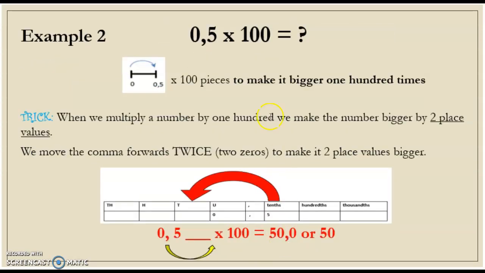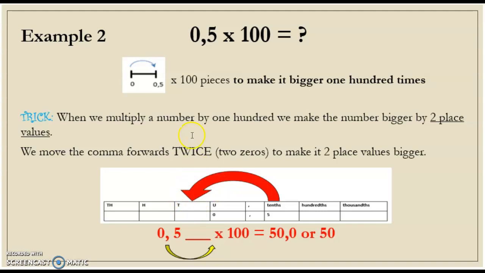Let's look at another example. 0,5 times 100. So 0,5, we are going to need 100 of these pieces to make it 100 times bigger. Let's use that trick again. When we multiply a number by 100, we make it 100 times bigger by 2 place values. So 0,5, we move the 5 2 place values, so we make it bigger. So we move it to the units once, we move it to the tens twice. 5 tens is 50. So 0,5 times 100 is 50.